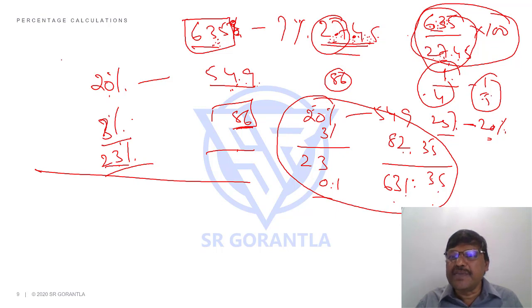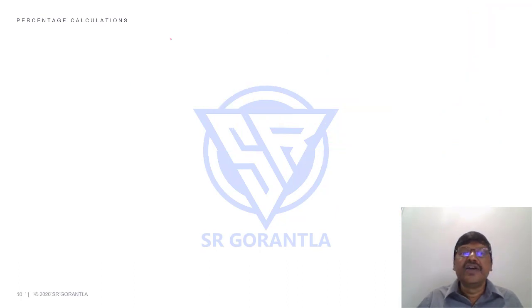It's 4 times. 600 fives will be more than 3000. 635 into 5 will be more than 3000. This is 2700, which means it appears to be close to 4 times, not 5 times. That means my answer will be close to 1 by 4 rather than 1 by 5. What is 1 by 4? I'll go to the next slide and show you.